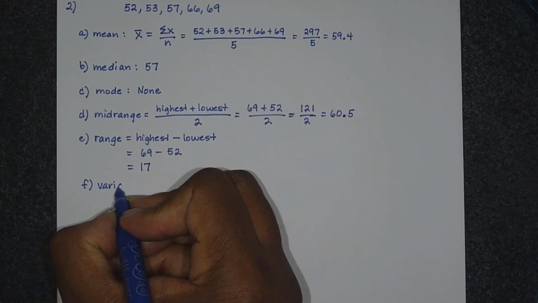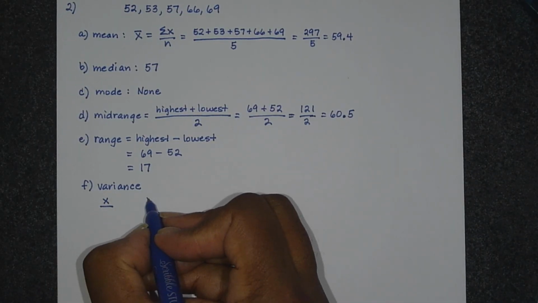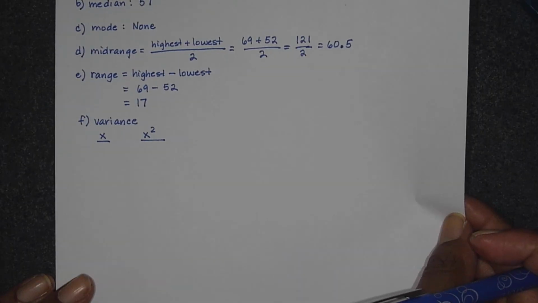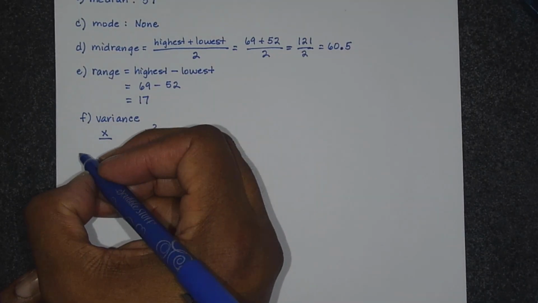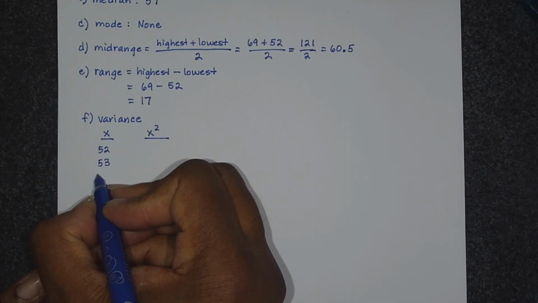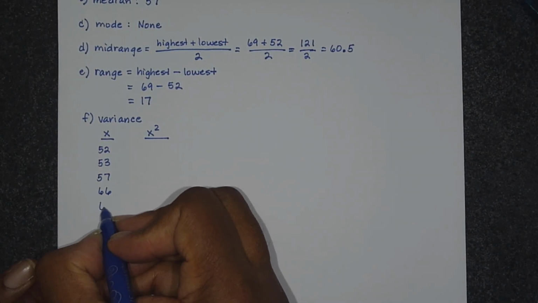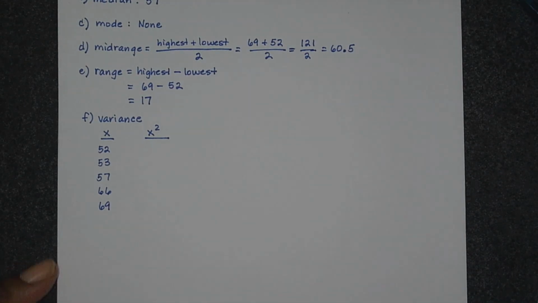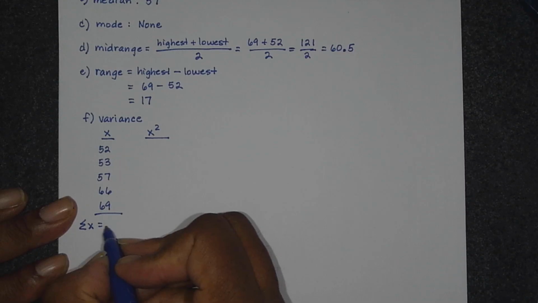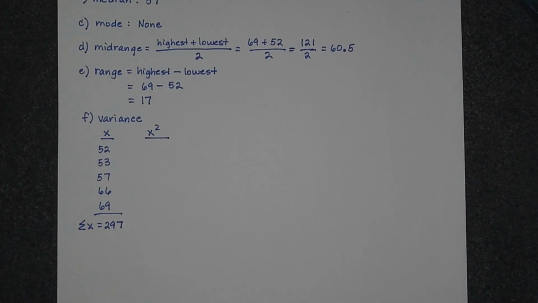Part F is the variance. Now this is where you have to do the x, and then you have to do x squared. And there's a formula for finding the variance. Let's see, I'll go ahead and write down what those x values are. And here with the variance, these data values don't have to be in any numerical order. And we also found out that the sum of my x values is 297.